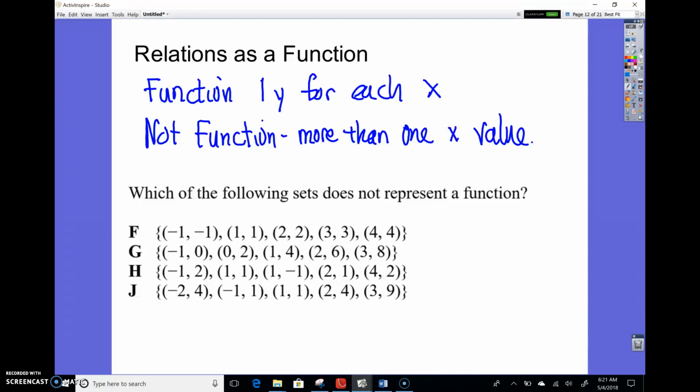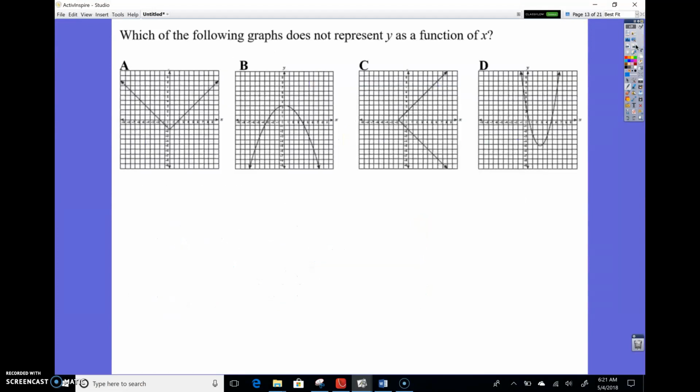Okay, so if you look at which one does not, so I'm looking here. I'm only looking at the x. You see they're all different, right? So that's a function. I'm only looking at the x. See, they're all different, so that's a function. I'm looking at the x. Oh, look, see? These two are the same, so they're not a function. I'm only looking at the x. They're all different, so that's a function.